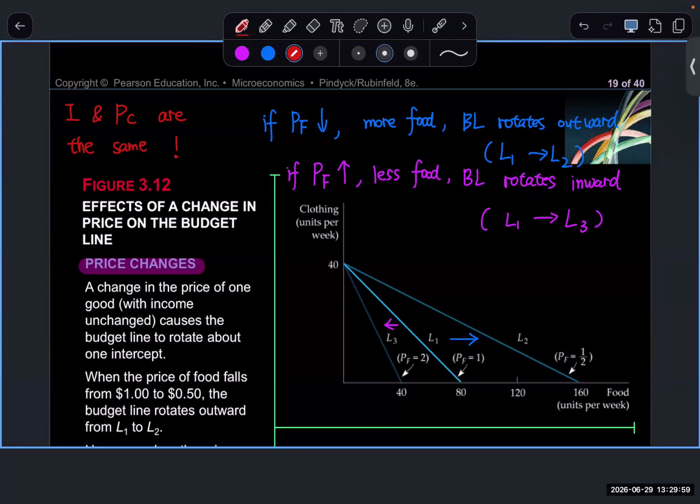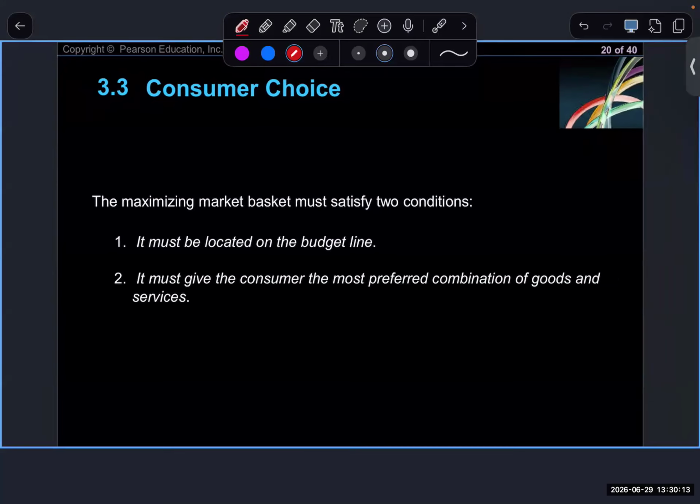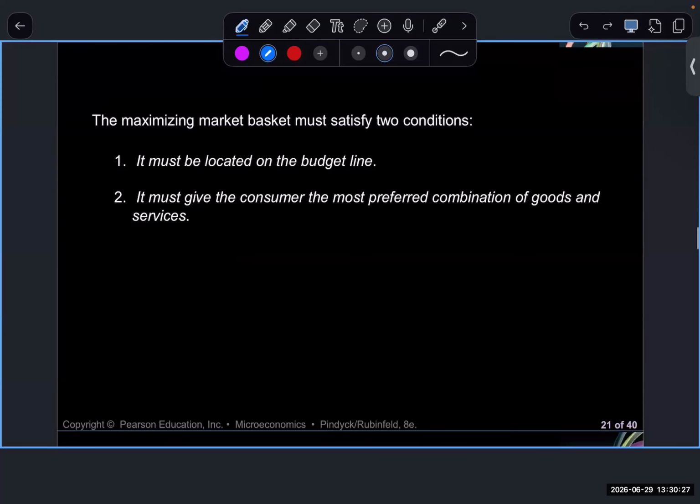Okay, so let's continue. So we talked about the indifference curve and the budget line. Next, we're gonna talk about what the consumer will choose, okay? So bear in mind, the maximizing market basket must satisfy two conditions, okay? It must be located on the budget line. It must give the consumer the most preferred combinations of goods and services. That means if you draw the indifference curve and budget line, it will look like this.